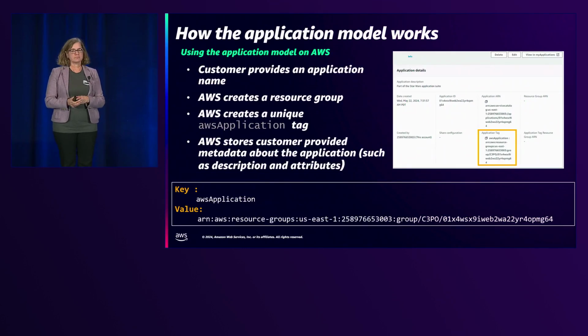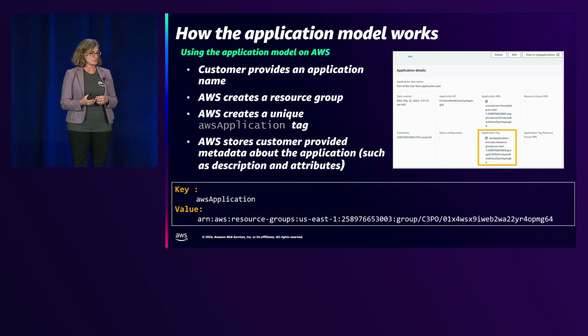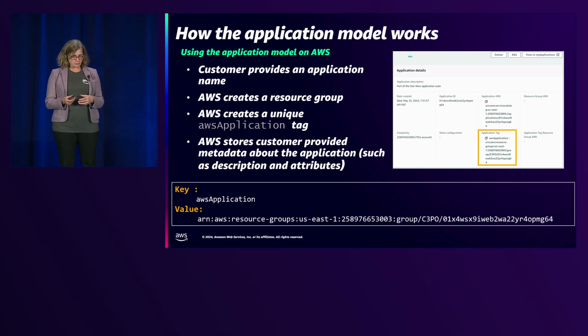So how does this work? First, you declare or define your application. You give it a name, you give it a description if you'd like to, and you can associate other attributes with it as well. Then on the back end, AWS creates a resource group and an AppRegistry object for you, and we also generate a unique AWS application tag. If you look at the bottom of this screen, you'll see what the tag key looks like and what the application tag key value is.